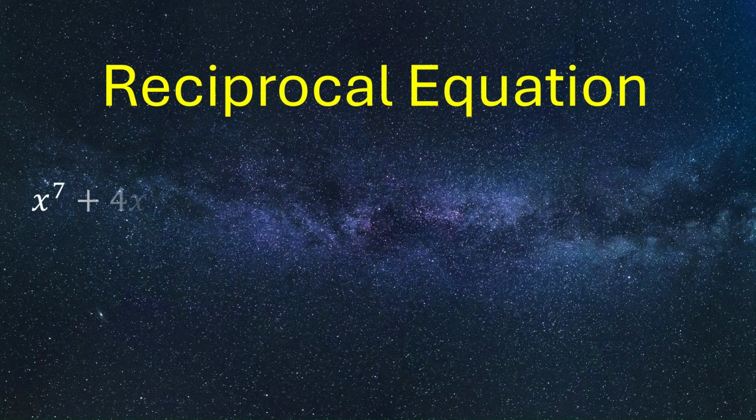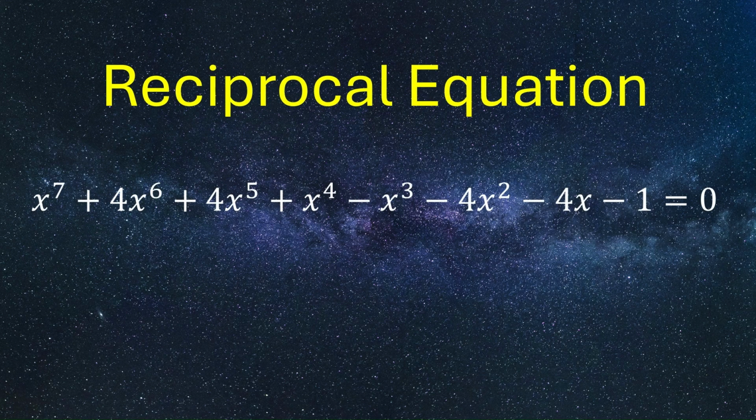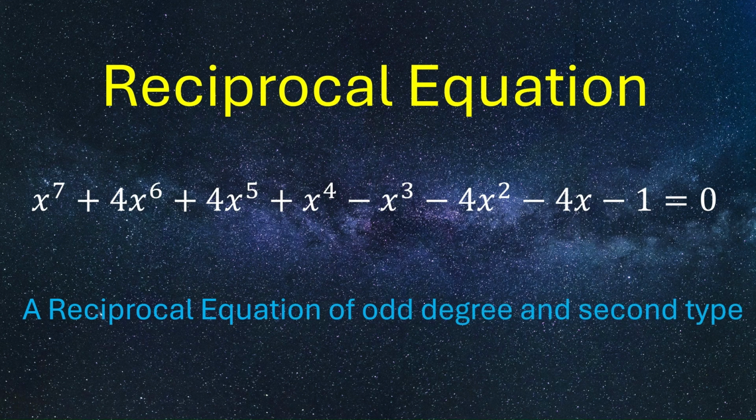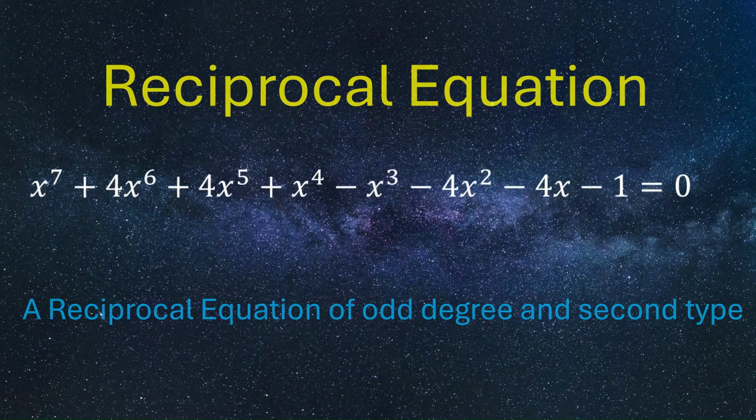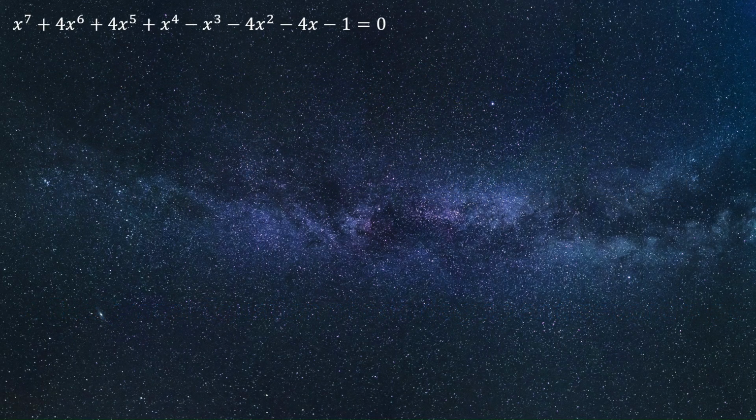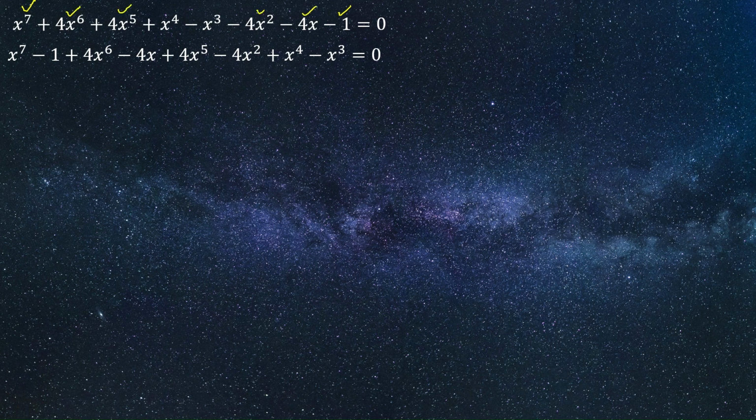Reciprocal equation. In this video, we shall discuss the solution of a reciprocal equation of odd degree and second type. Let's rearrange the given equation and write it as. Here we have combined x^7 with -1, 4x^6 with -4x, 4x^5 with -4x^2, x^4 with -x^3.